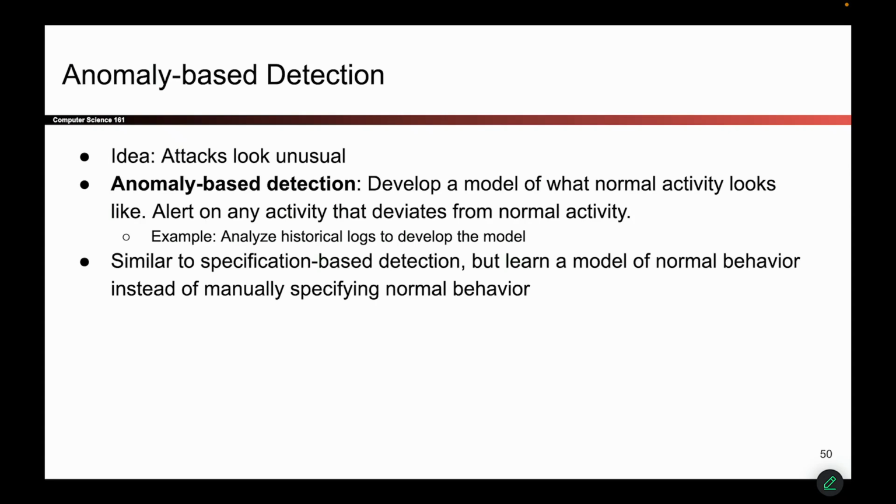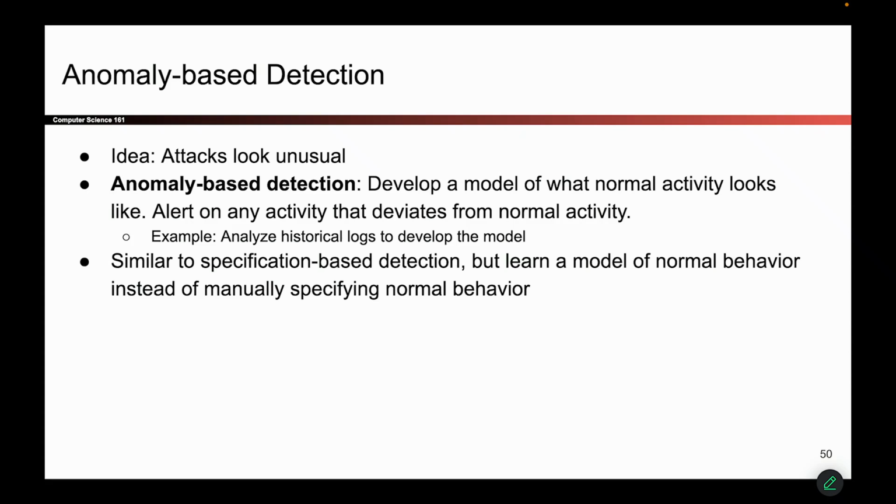And that model has to learn what it means to be normal. And then if at any time our model thinks that something doesn't look normal, it will alert. So here we're taking advantage of the fact that in many cases, attacks look different from normal user input. So instead of manually specifying attacks and normal user input, could we have some sort of machine learning model figure that out and automatically detect what's normal and what's not? That's the idea behind anomaly-based detection.